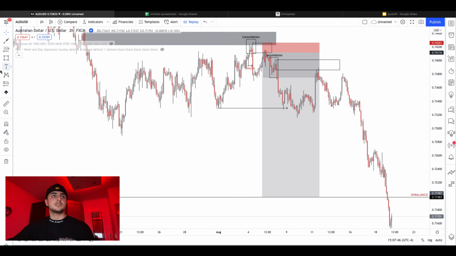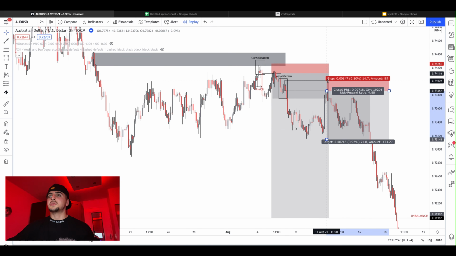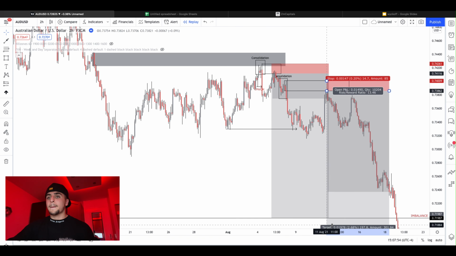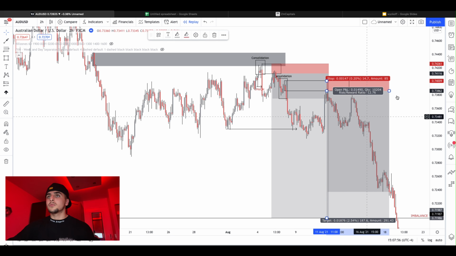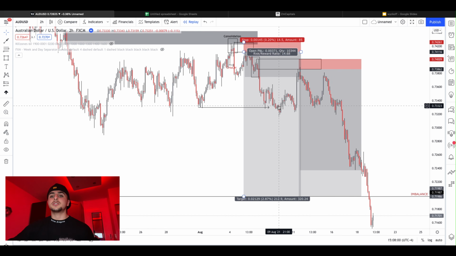Okay, and it hit TP. Now this trade again was 1 to 15, and then this re-entry would have been about, I don't know, 1 to 10. Okay, almost 1 to 13. So you'd have got some nice returns on this trade.